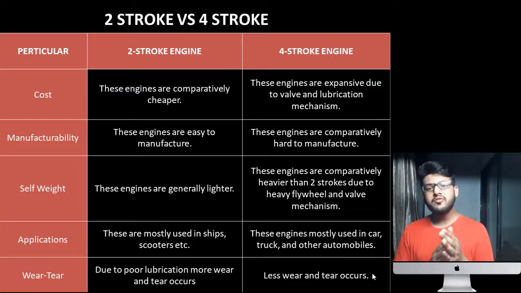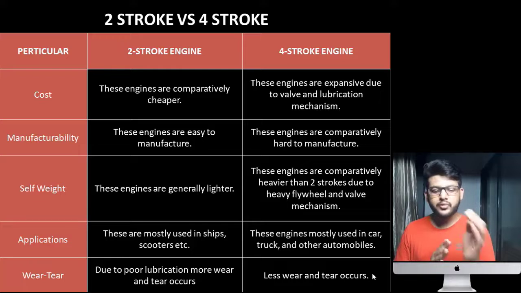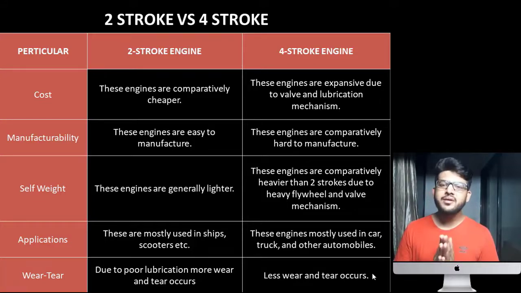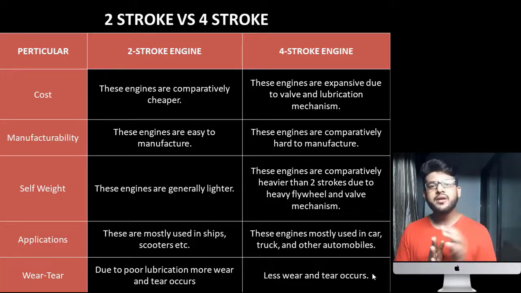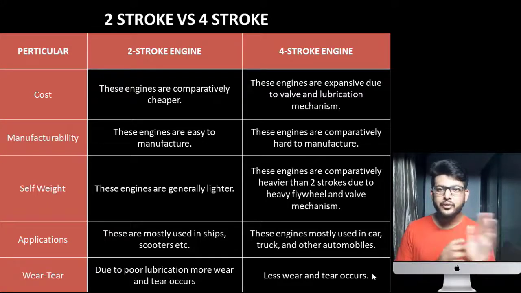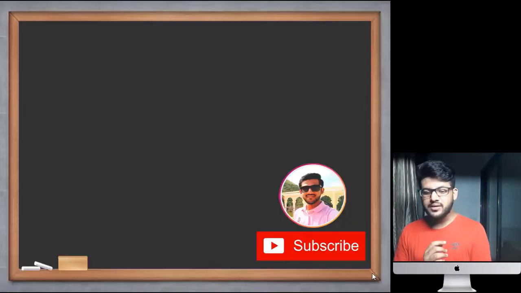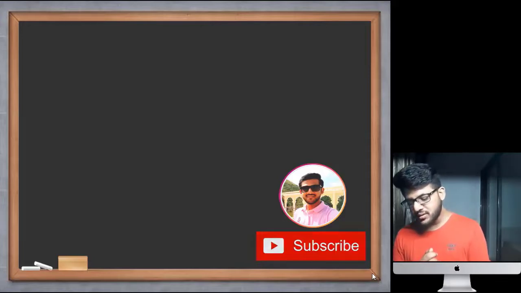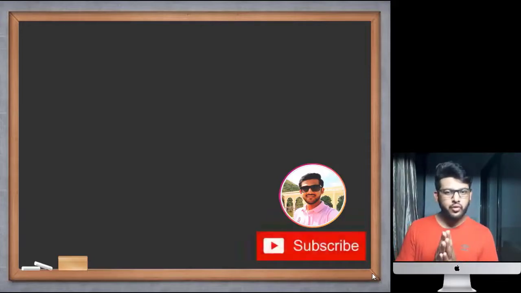But in 4-strokes, we are giving a separate lubrication system, that is wet sump and dry sump. We will also learn all of them in further lectures. Fine. So for comparison, just remember that in 2-strokes, lubrication is not proper, so more wear and tear. In 4-strokes, less wear and tear compared to 2-stroke. Fine. So that's it. This chapter is now over.